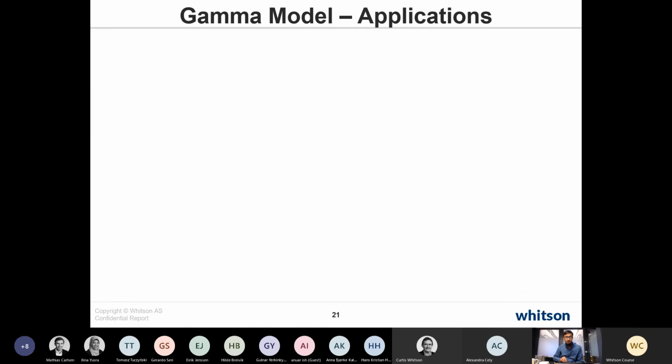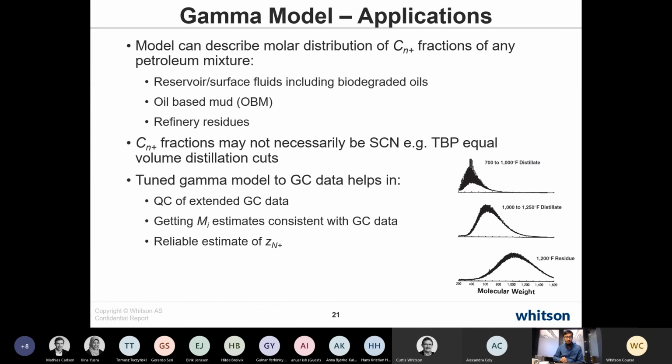Okay, so I think we can move forward. This is just a slide giving you the orientation of where you can use the gamma distribution model, highlighting that it can be used for the molar distribution of any petroleum mixture, whether it's a typical single carbon number composition for the samples we have, an oil-based mud composition, or a refined residue. You can see there are different pictures taken from the monograph.